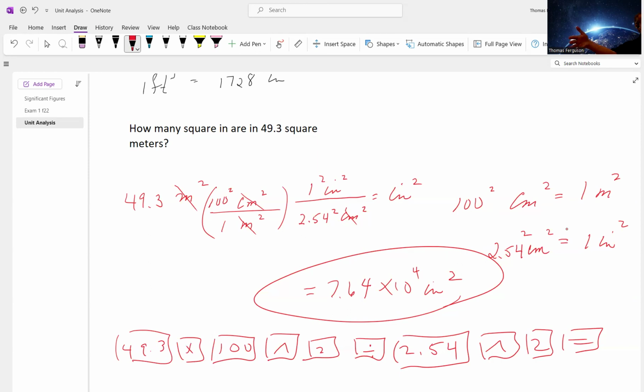Well, a meter's this big, right? Inches like this. So there's going to be a whole bunch of inches in that big meter. So the number is going to be big, not less than 1. If it was flipped, if I said how many square meters are in 49 square inches, then the number would be really small.